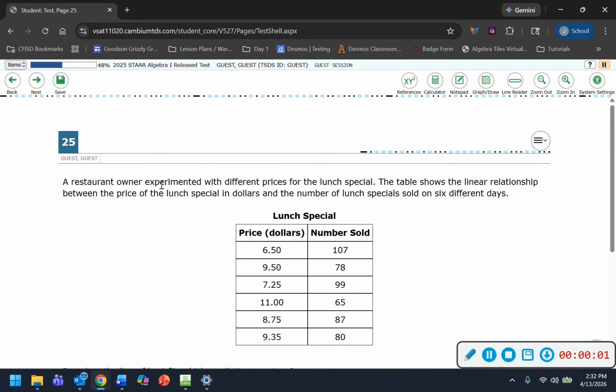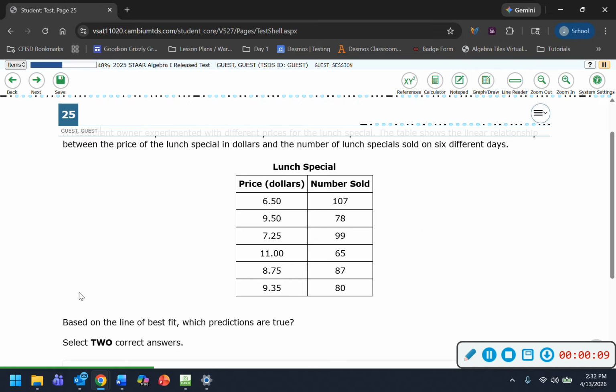Okay, so they tell us that a restaurant owner is experimenting with different prices to see how many lunch specials that he can sell. Then they ask, based on the line of best fit, which predictions are true? So this is a key word that we're dealing with a data set, and that this is not going to be a perfect function. It might resemble a function, it might fit with the equation of some function, but it's not going to be a perfect line of data or a perfect quadratic of data.